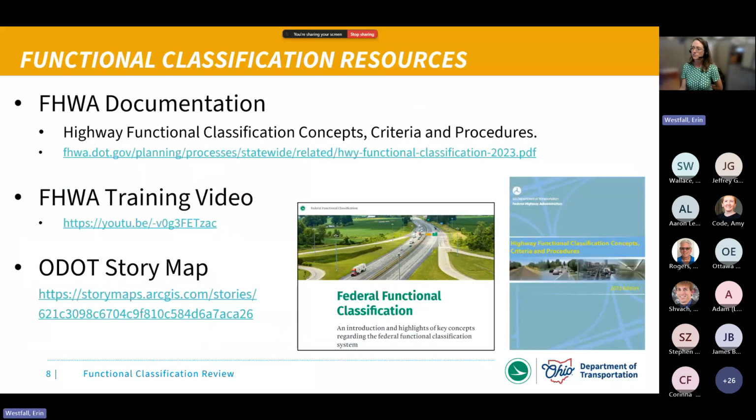As I mentioned, there's lots of good resources out there. Today, we're just going to talk high level about functional class, but if you want to learn more, I recommend checking out FHWA's document. It's called the Highway Functional Classification Concepts, Criteria, and Procedures. And I've included the link to the updated document. They updated it just a little bit last year in 2023. That's got a lot of good detailed information. It outlines each individual functional classification. It provides tips and tricks for assigning functional class to roadways and that sort of thing, and for conducting a review as well.